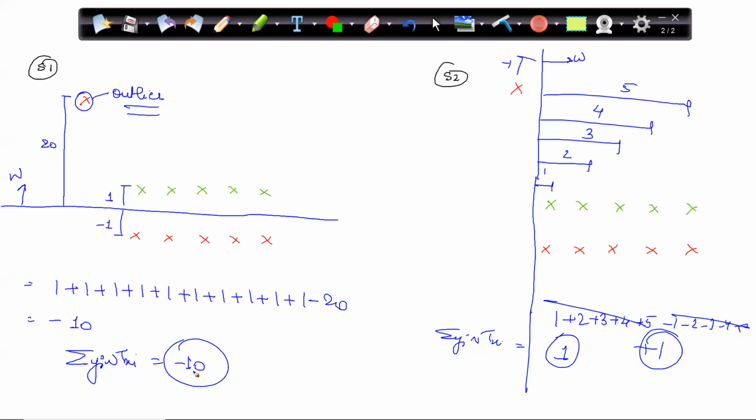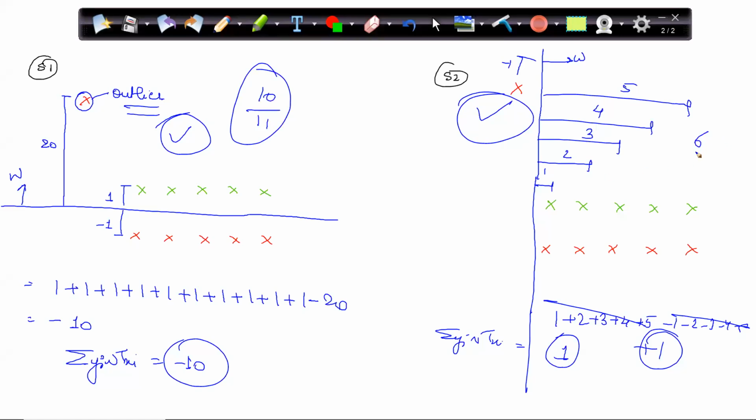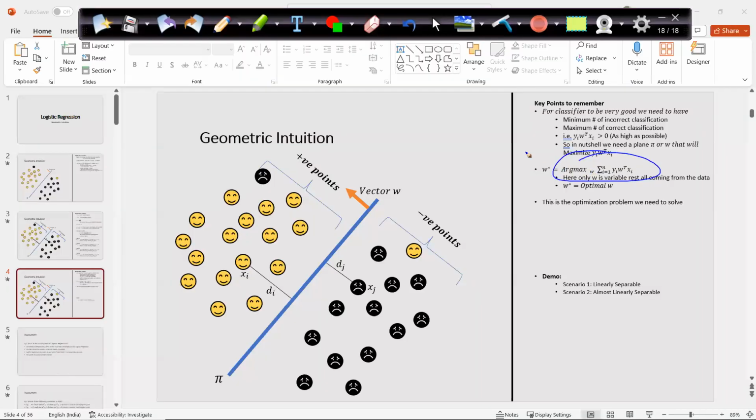So as per the mathematical optimization problem, this plane is better than this plane. However, if you see logically, this plane is better than this plane. 10 points are correctly classified out of 11. 6 points are correctly classified out of 11. So straight away, this plane is not looking good. But mathematically, as per the optimization problem which we have found out, we are seeing that this is better. And that is the problem with this entire approach, because when there is an outlier, this equation which we got will not work well.